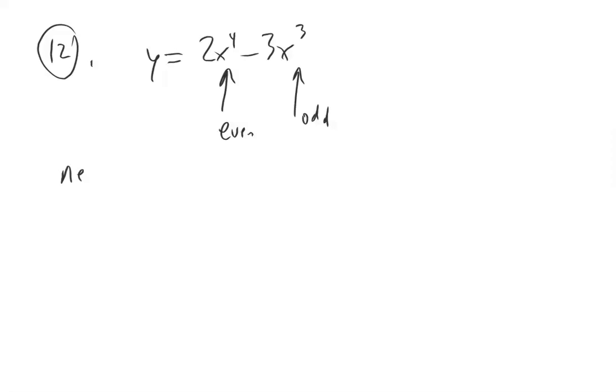So take the formula y equals 2x to the 4th minus 3x to the 3rd. Is it symmetric about the y-axis or the origin? Notice this is an even power, and this is an odd power. When you add or subtract an even to an odd, you get neither. So this is actually neither symmetric about the y-axis nor the origin, and it's also neither even nor odd. So that one's neither.